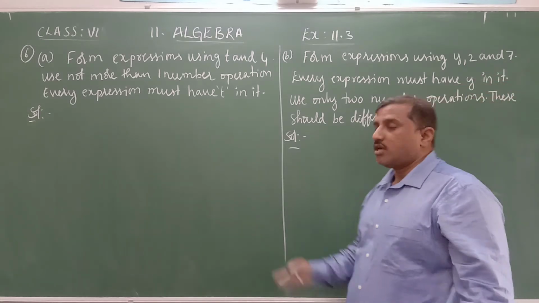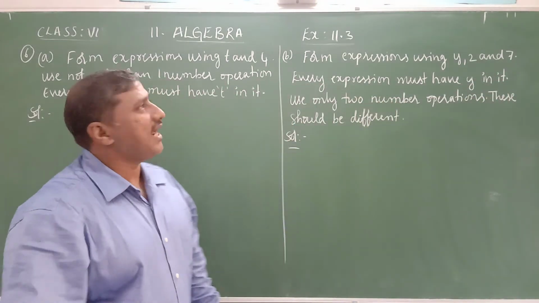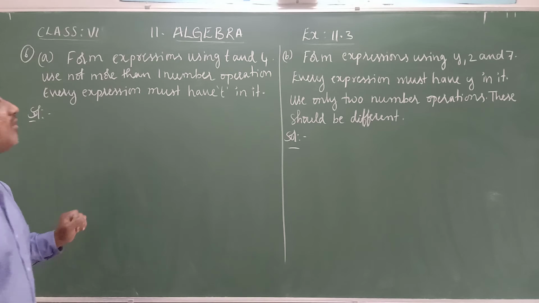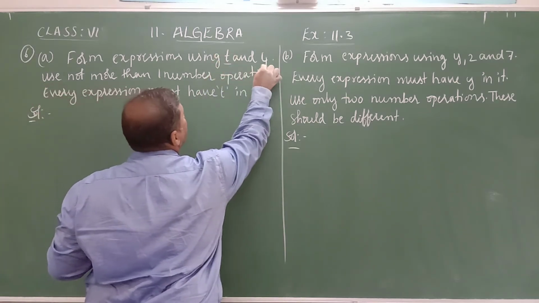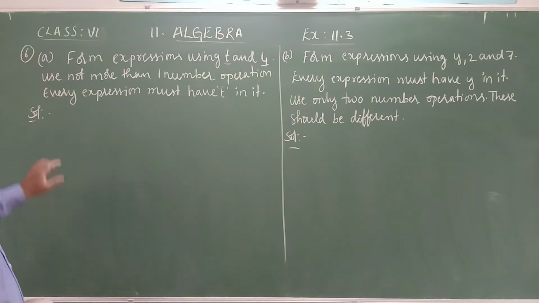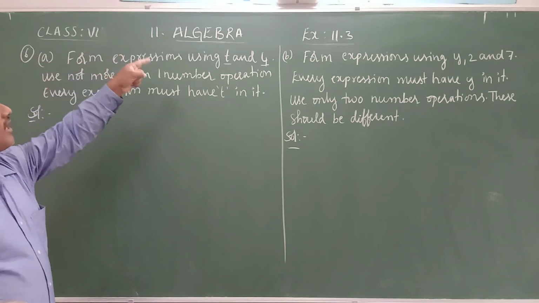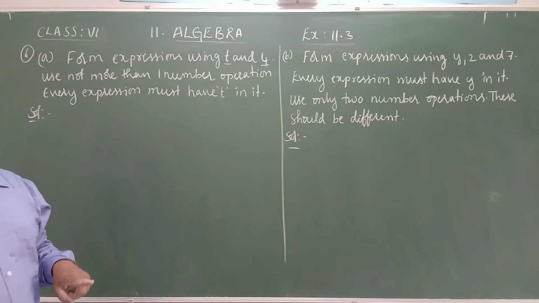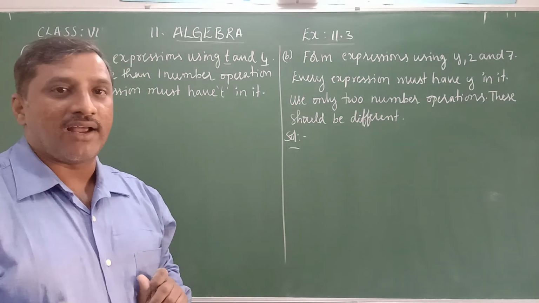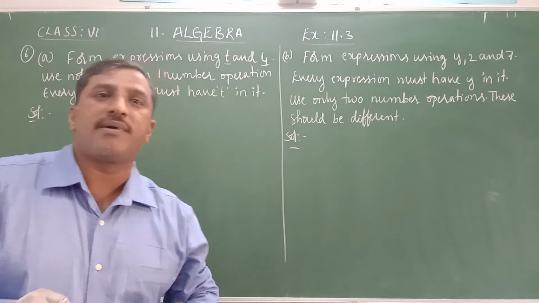Now the sixth bit from exercise 11.3. Form expressions using T and 4. What should we use? T and 4, only two things, one variable and one constant. Use not more than one number operation. One number operation means arithmetic operation, so we should use only one arithmetic operation.